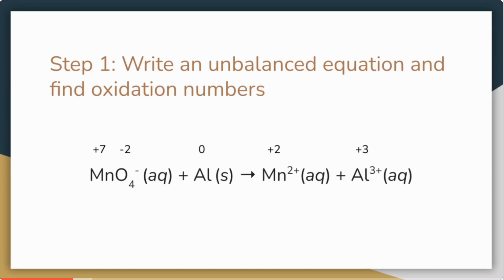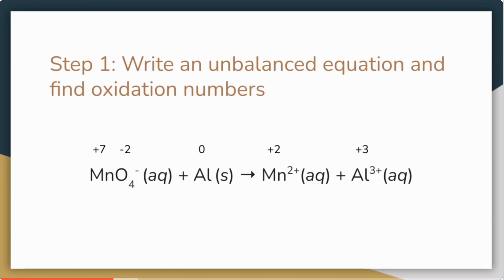Step 1 is writing the full unbalanced equation and finding the oxidation numbers of each element in the reaction. Starting with aluminum solid, we know that this has an oxidation number of 0 because this is its natural state and no charge is indicated with a plus or minus sign. Manganese 2 plus and aluminum 3 plus are also easy to determine because the oxidation numbers are given. These are 2 plus and 3 plus respectively.